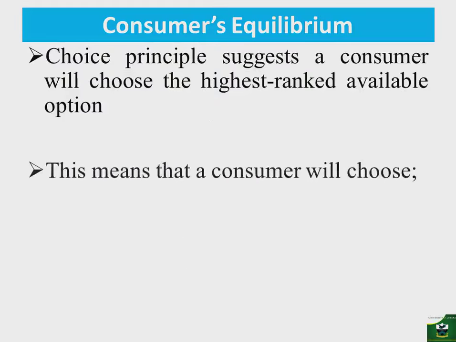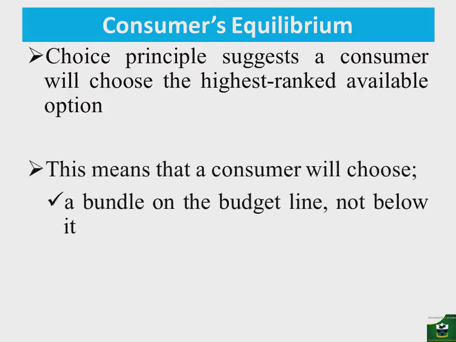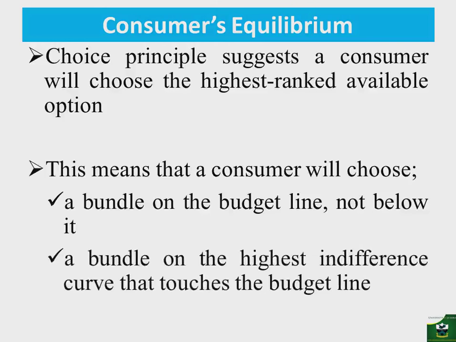As such, this means that the consumer will choose, number 1, a bundle on the budget line but not below the budget line. It should be noted that all points below the budget line are feasible, but they are not utility maximizing. The second point is that a bundle on the highest indifference curve that touches the budget line must be chosen because it's only that point that exhausts the entire income of the consumer while the consumer maximizes utility on that indifference curve.